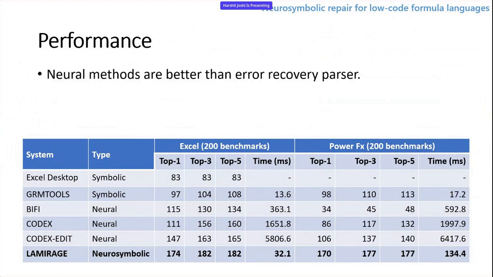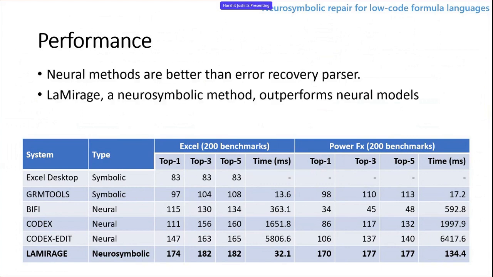Now, here is the results table. I'll go over the three key insights that we derived from these results. So we see that the neural models are better than the symbolic error recovery parsers. Although this is a conscious design decision from GRM tools, as they want to compile the formulas of the programs faster, and they don't have the backtracking capabilities. Since they don't have the backtracking capabilities, it also limits the expressiveness of such tools for repair.